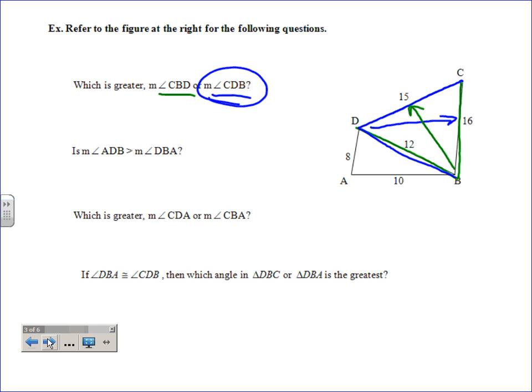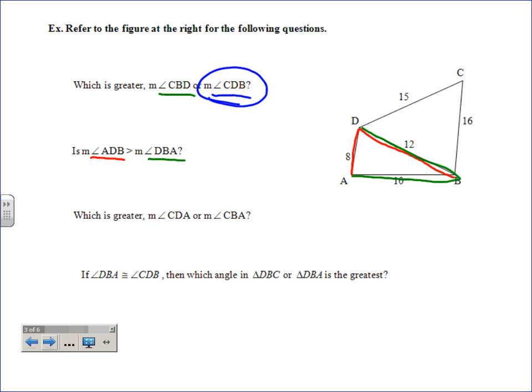Let's see if the same thing happens with the next one. Once again, I will color code it for you up here. A little bit easier to see. So ADB, where's that? So ADB we will do in red. And in green, DBA. So DBA.